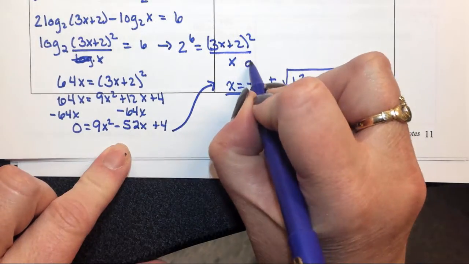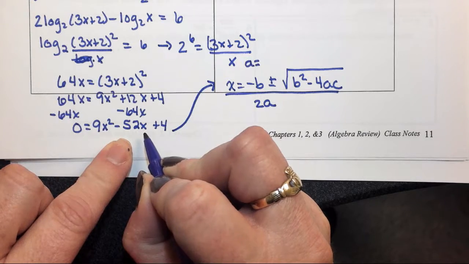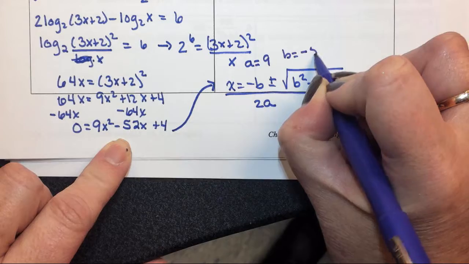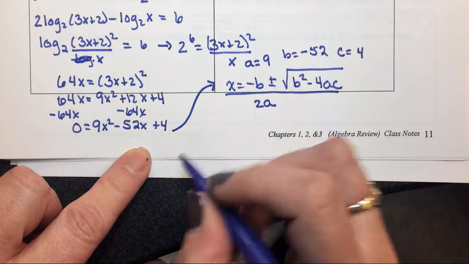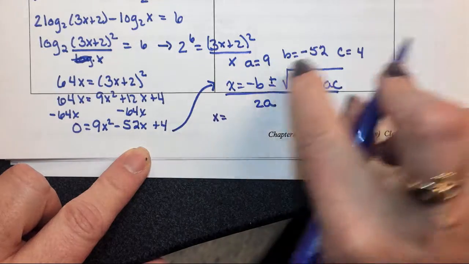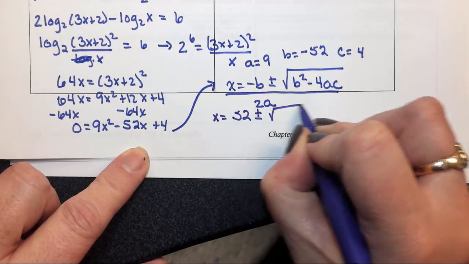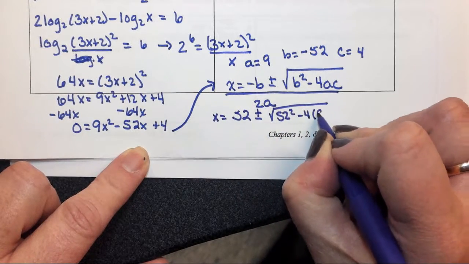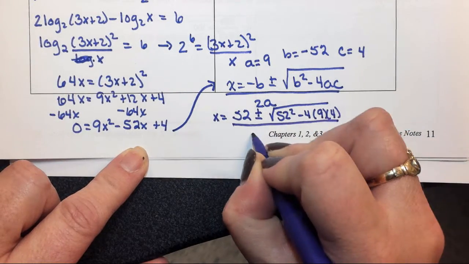That would be a scary thing. So, yeah, let's just review. With this quadratic, what is A equal to? 9. B is equal to what? Negative 52. And then C is going to be equal to 4. So x equals negative negative 52, that's going to be positive 52, plus or minus the square root of 52 squared minus 4 times 9 times 4, all over 2 times 9.